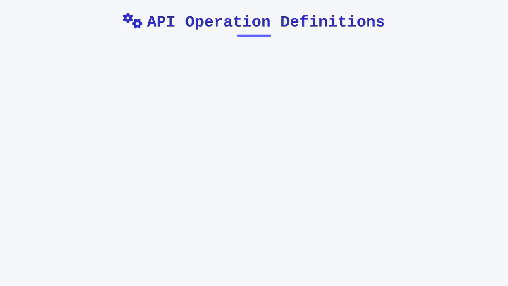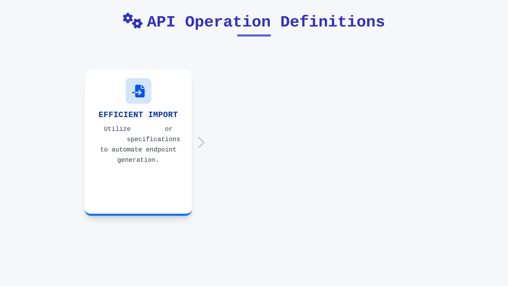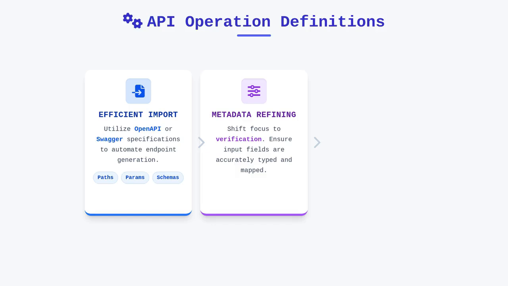Once the connectivity layer is established, you move to API operation definitions. While you can manually define every path and method, the most efficient approach is to import an OpenAPI or Swagger specification file. This process automatically generates the structural definition of your endpoints, including path parameters, query strings, and expected response schemas.